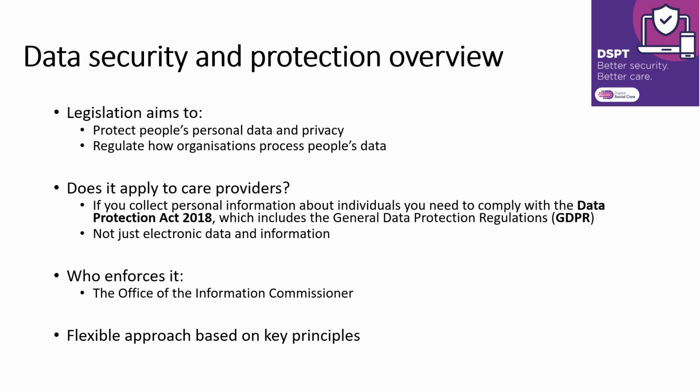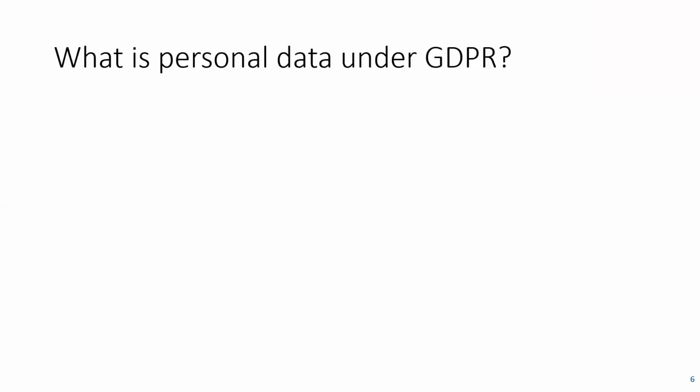In order for it to be able to cover as many organisations as possible, it adopts an approach based on key principles. And it is for the organisation to determine how those key principles apply in their reality. So rather than specifying, you must do this, you must do that, it says, this is the overarching principle of the legislation in order to achieve those objectives. And it is for the organisation to determine how to respond to that overarching principle in relation to the personal confidential data.